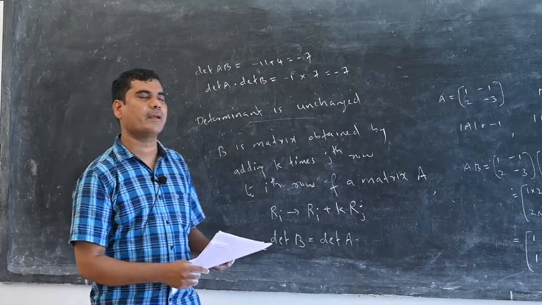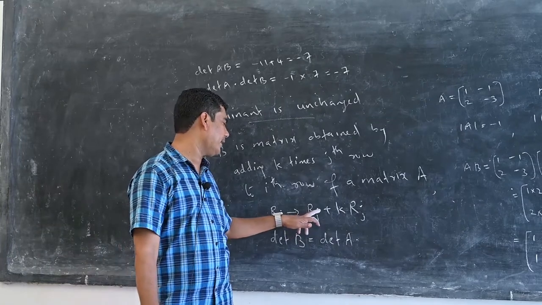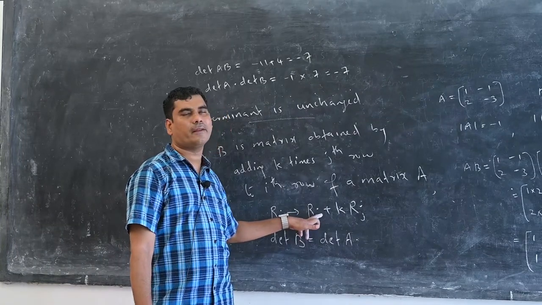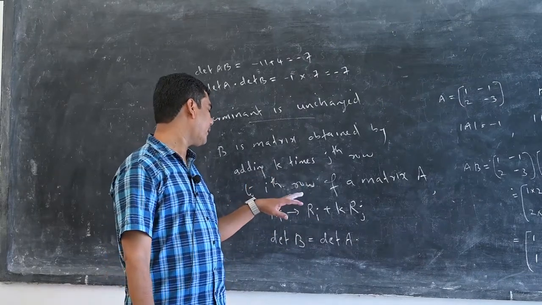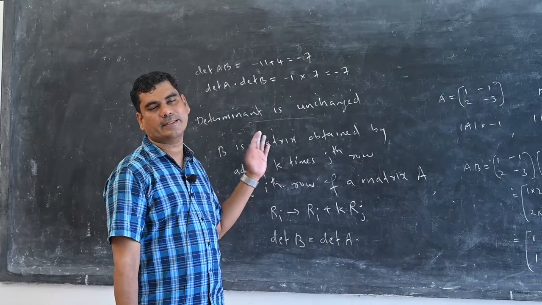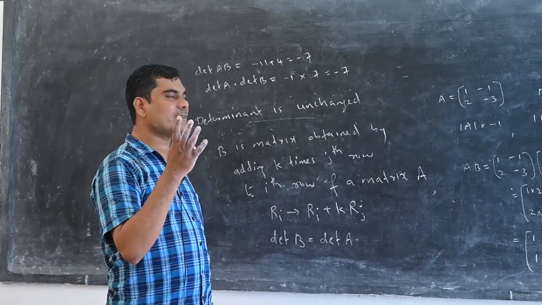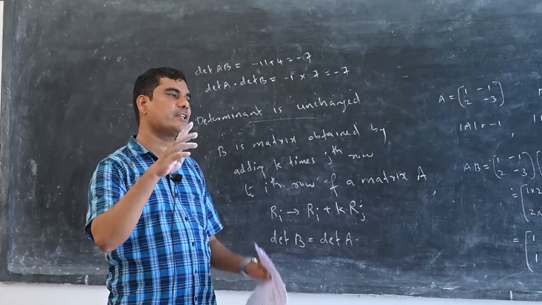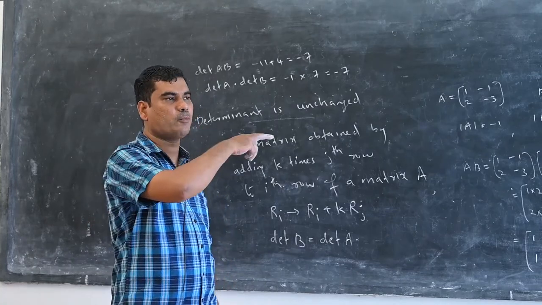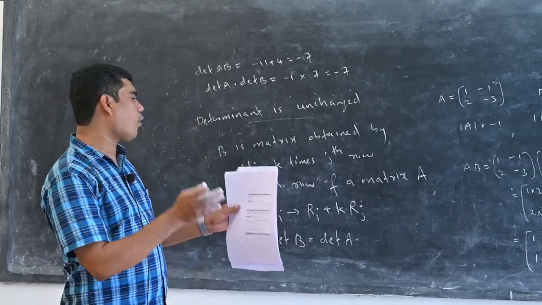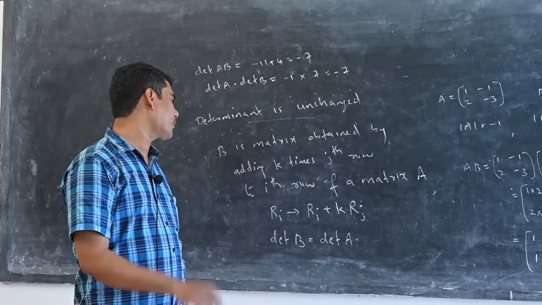This is the third elementary row operation. When we perform this elementary row operation, the determinant is unchanged, the determinant does not change. Of the three elementary transformations, the first is interchange two rows, then determinant changes sign.